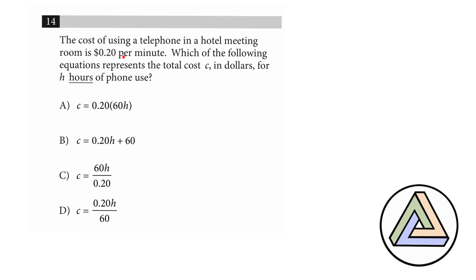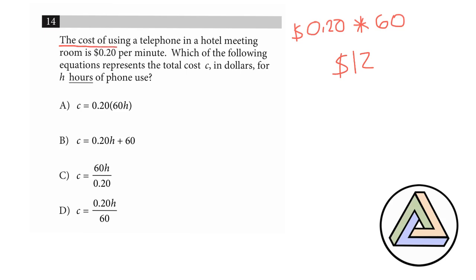Okay, if it's 20 cents per minute, well, how much money is it per hour, right? Well, how many minutes are in an hour? 60. So it's going to be 0.20, 20 cents, times 60. And that's going to give you the cost of a phone call per hour, right? So let's just do that. Let's just find the cost of a phone call per hour, because that's what they're sort of asking for at the end, right? So 0.20 times 60 is $12.